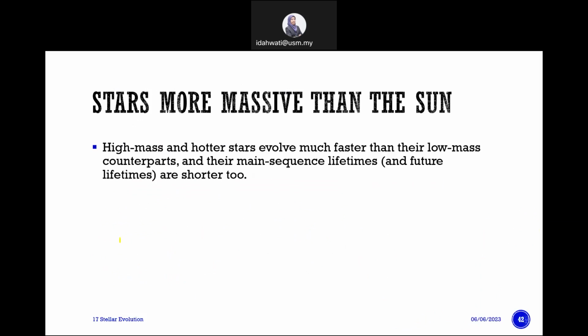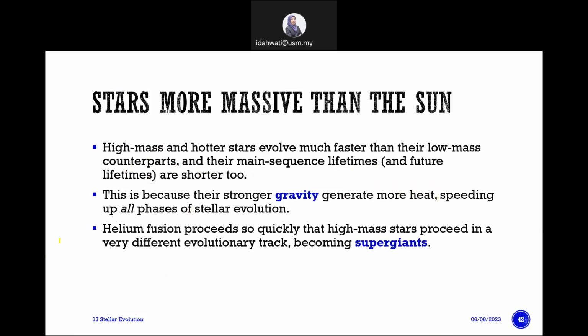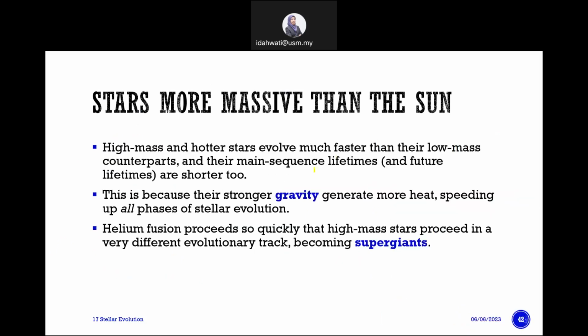High mass and hotter stars evolve much faster than their low mass counterparts, and their main sequence lifetimes are shorter, because the stronger gravity generates more heat and the helium fission proceeds so quickly that high mass stars follow a very different evolutionary track and become supergiants. About the red supergiant, I think we stop here and continue in the next class. Thank you.